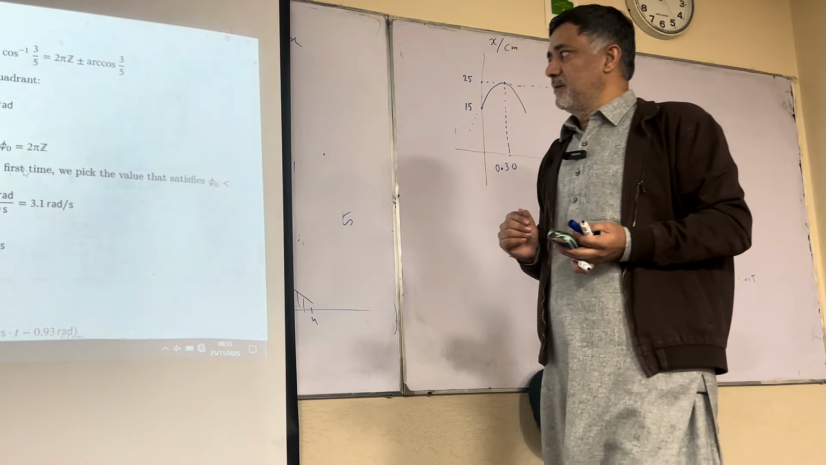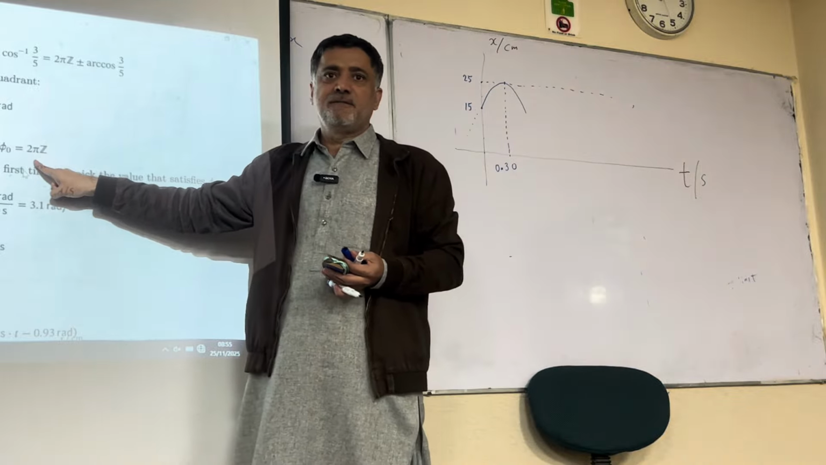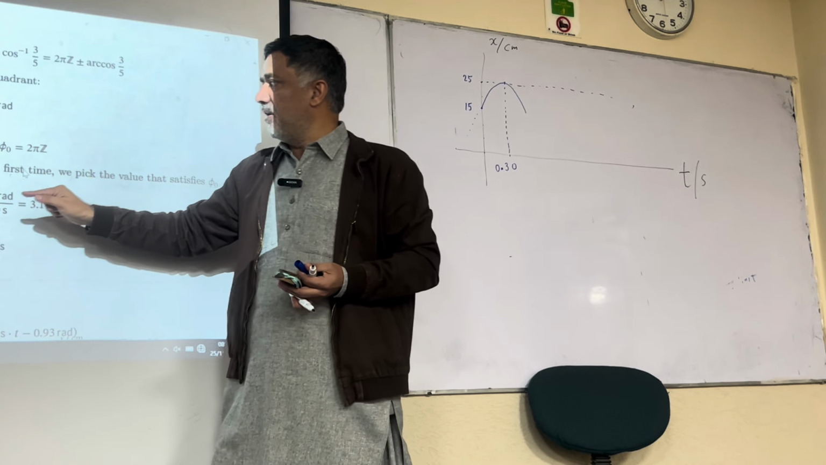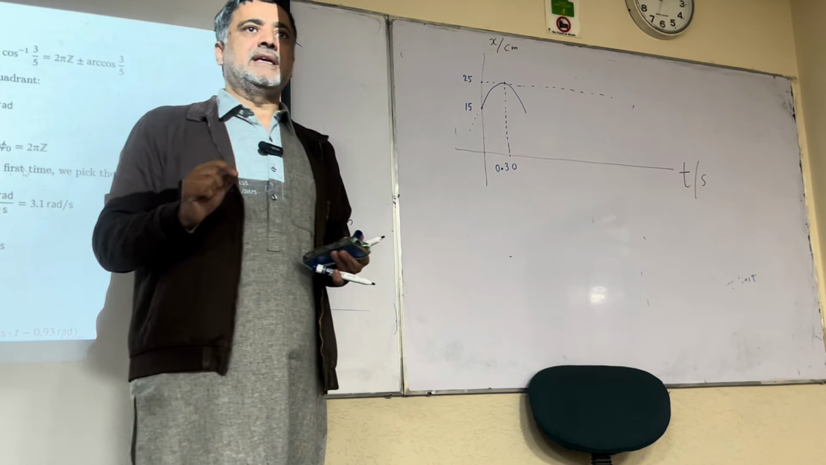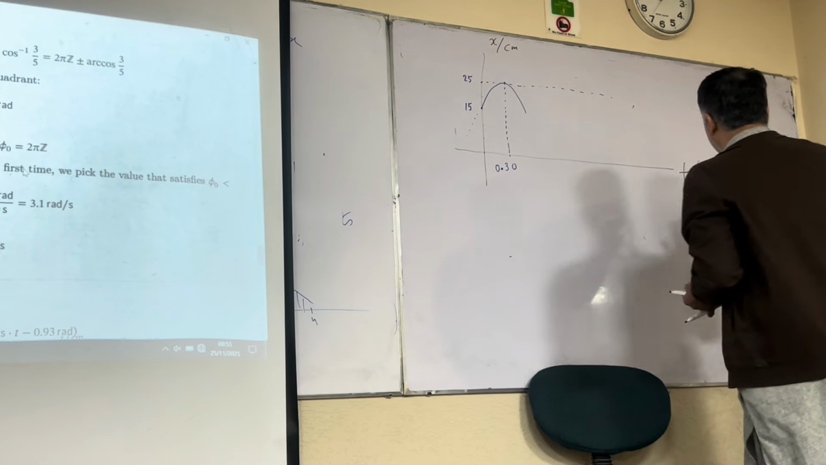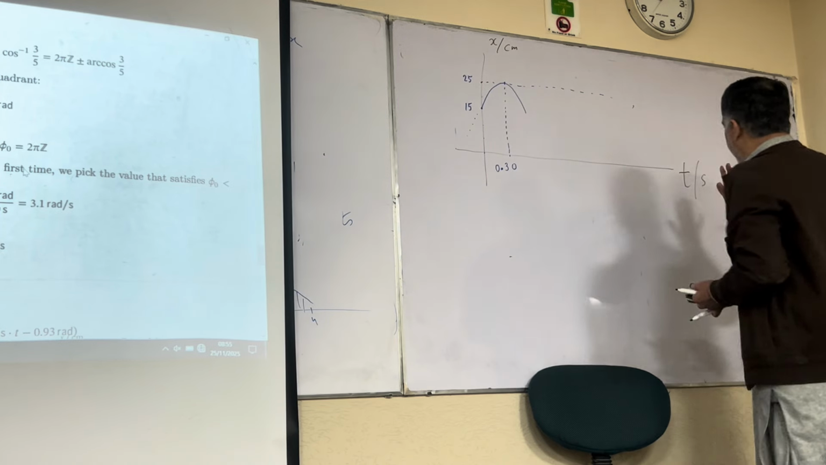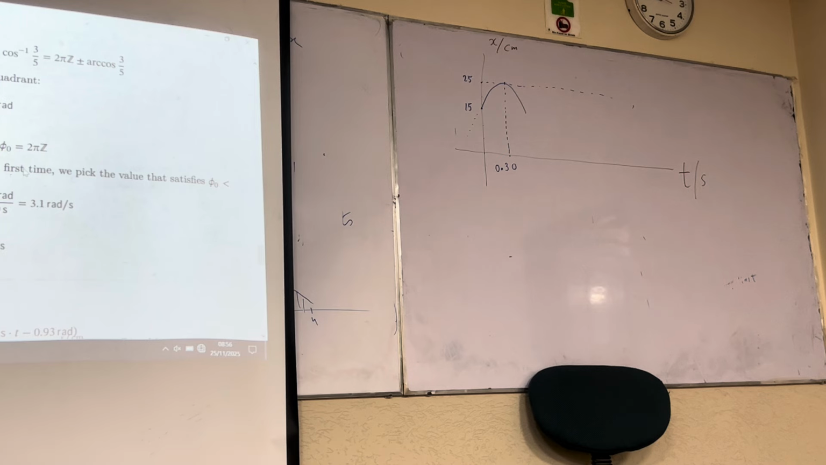We need to figure this thing out. Yeah, phi naught is clear, but what is phi 1? Phi 1 is, remember, for every time there is a phi. Why? Because phi equals omega times t plus phi naught. When I change t, omega and phi naught are fixed, so phi will also change. For every value of t, there must be a value of phi. So we need to figure out that phi 1.